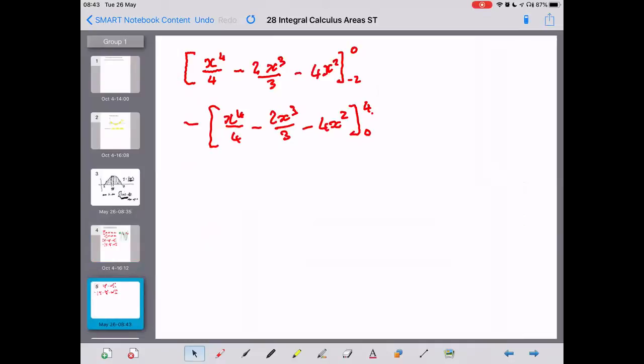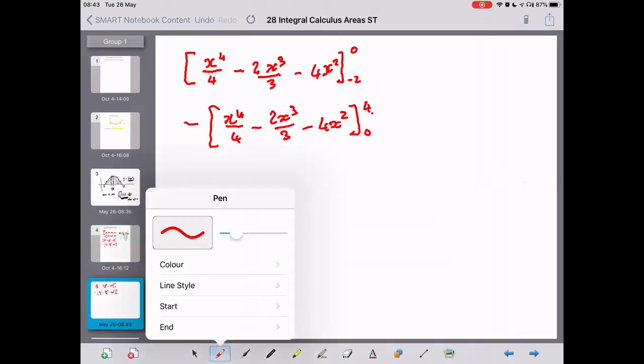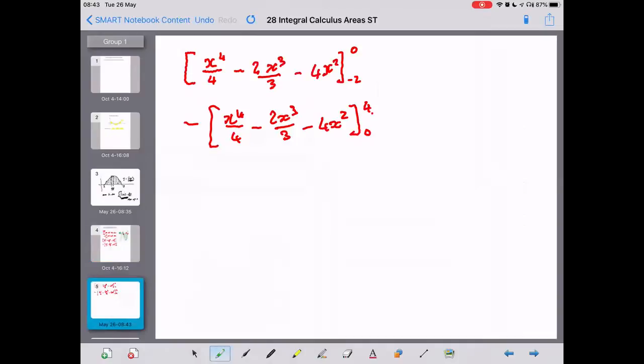So if we take the top one, that's going to be 0 to the 4 over 4 minus 0 to the 3 over 3 minus 0.